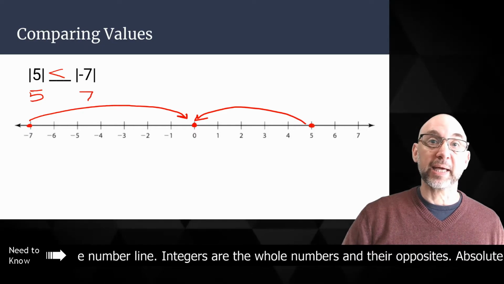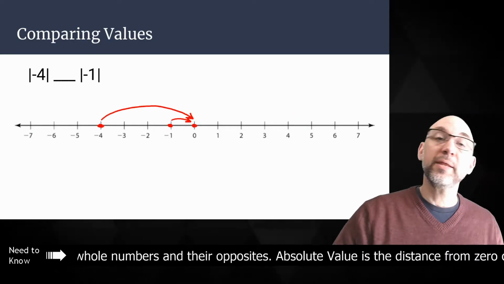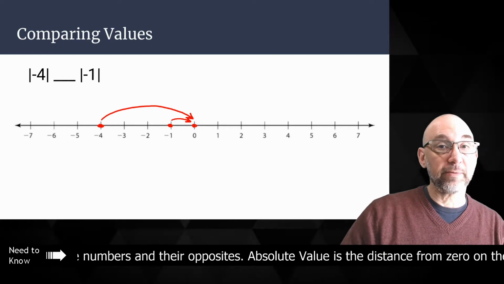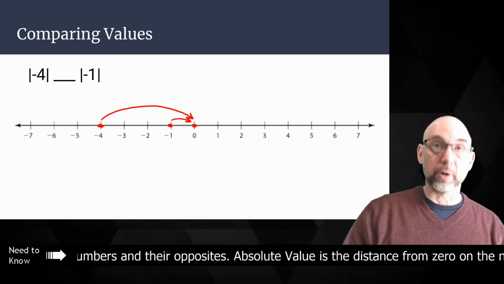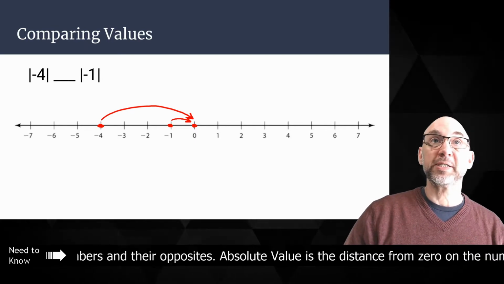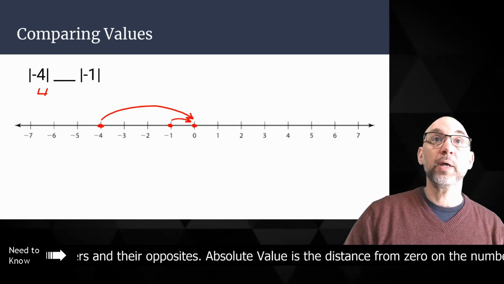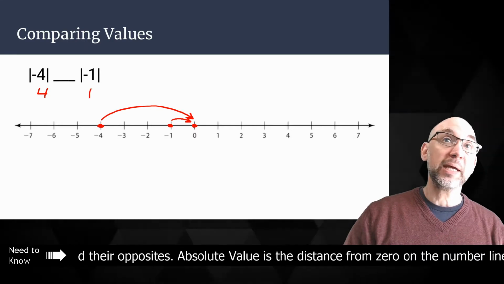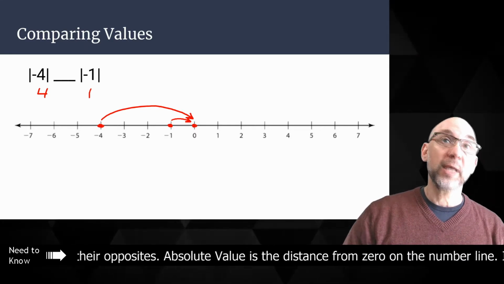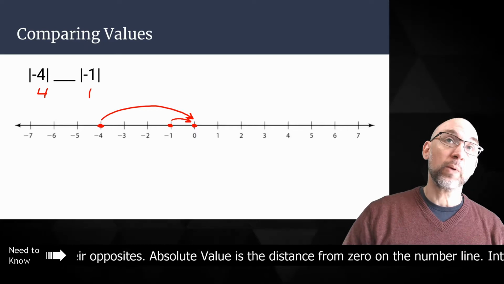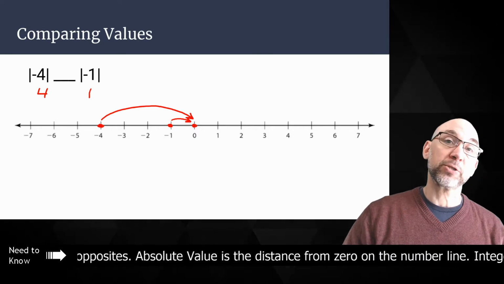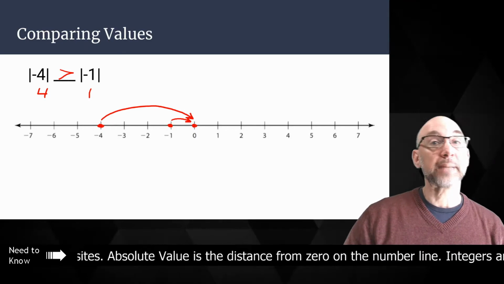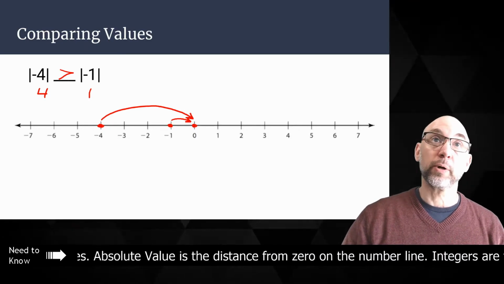so therefore this statement would read the absolute value of 5 is less than the absolute value of -7. In this example, I'm being asked to compare the absolute value of -4 to the absolute value of -1. Well, the absolute value of -4, you can see, is 4 spaces away from 0, so that is a 4. And the absolute value of -1, that's 1 space away from 0, so that's a 1. So even though -4 is a lesser value than -1, when I'm just measuring the absolute value, the absolute value of -4 is actually greater than the absolute value of -1, because 4 is greater than 1.